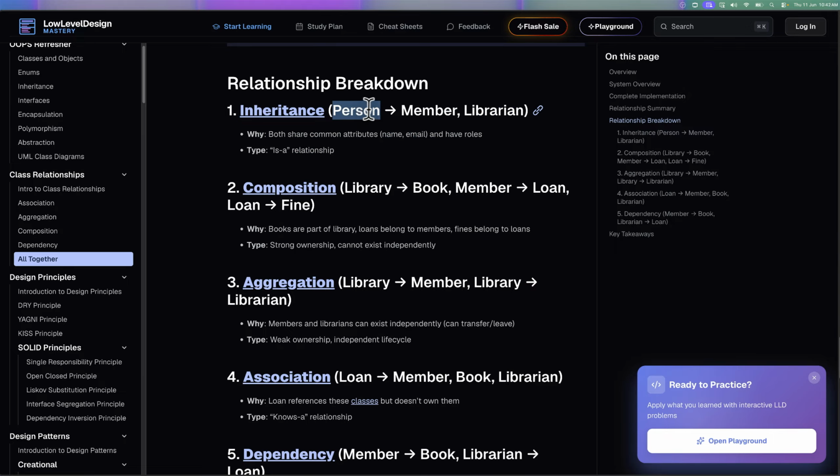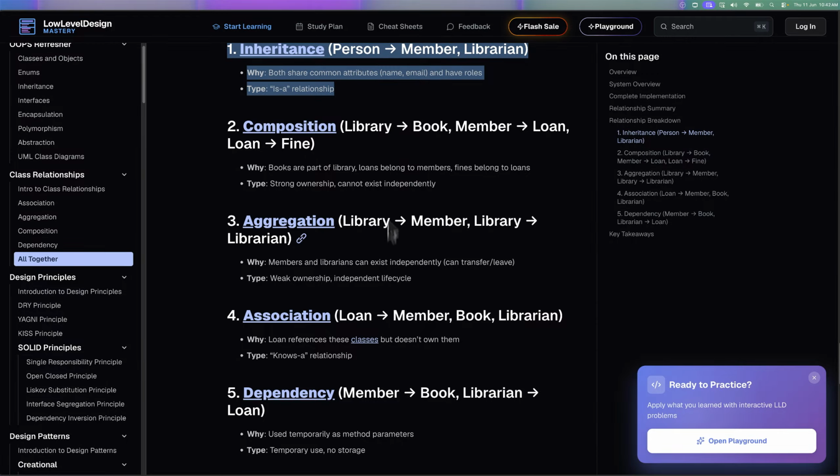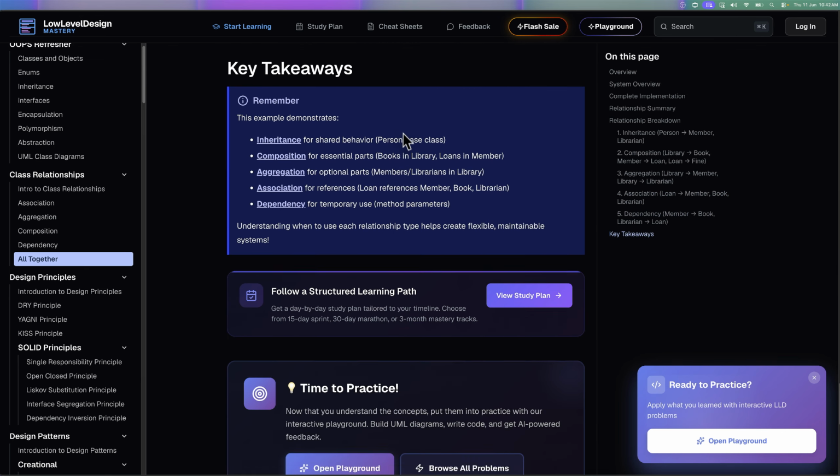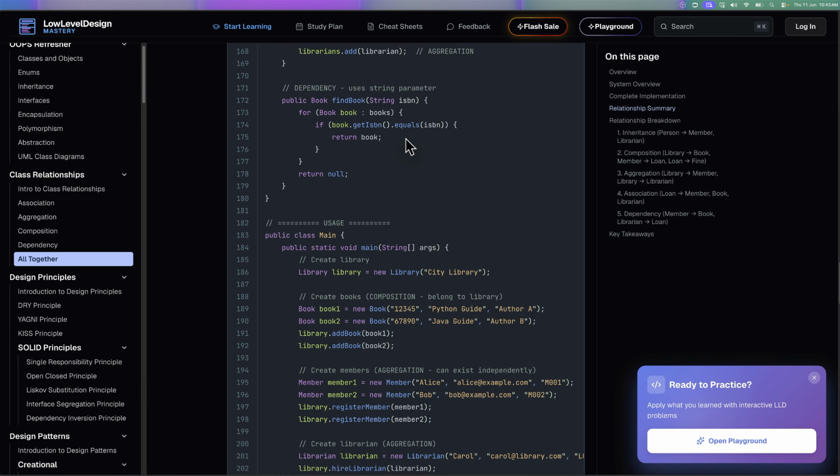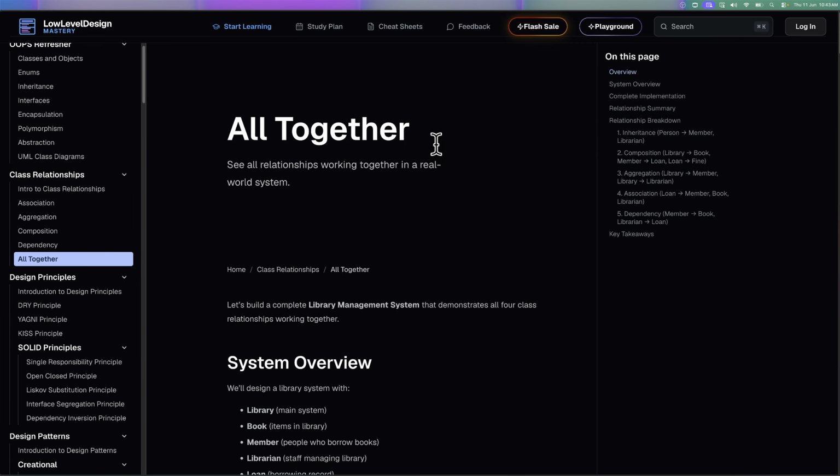Inheritance, for example: if you create a person class, then member and librarian can extend from this person class. So this is an inheritance relationship. This is a very simple example. You can follow this article, read through it, and understand how all these individual relationships work together and how we use them to build a simple library management application. This is a very simple exercise: open this article, read through it, understand the various relationships in this library management system, and then practice it.